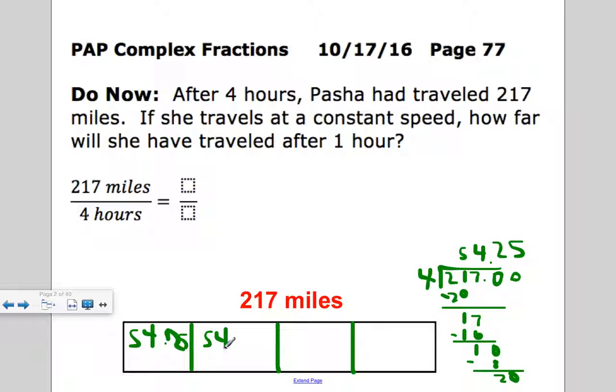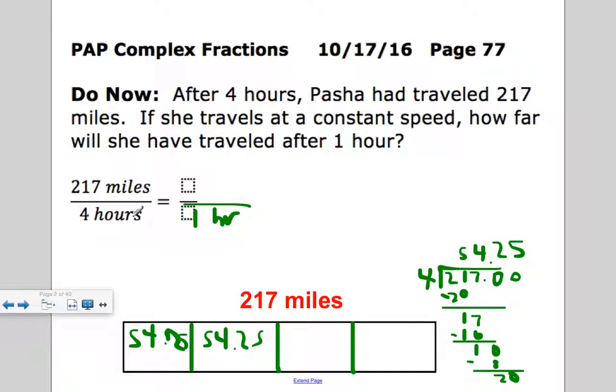If you want to figure out how much she travels in 2 hours, we could say 54.25 plus 54.25 is 108.50 miles for 2 hours. That's one way to do it. This is the bar model. Some of you may say, I prefer a different one. So let's see this way. This is a proportional way.